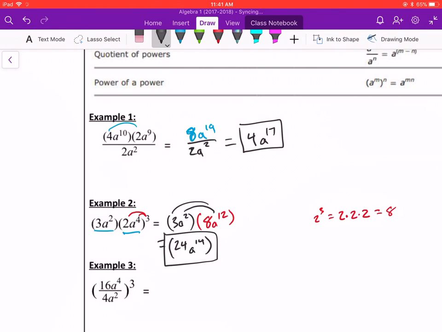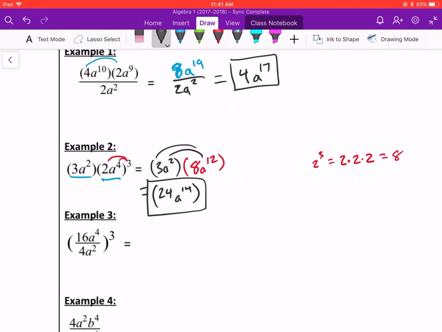All right? Let's look at another example. Looks like we have a power rule, right? There's an exponent here, so we're going to have to spread that out. But there's also, in parentheses, a division rule. So we've got to subtract, and then we'll do the power rule, right?